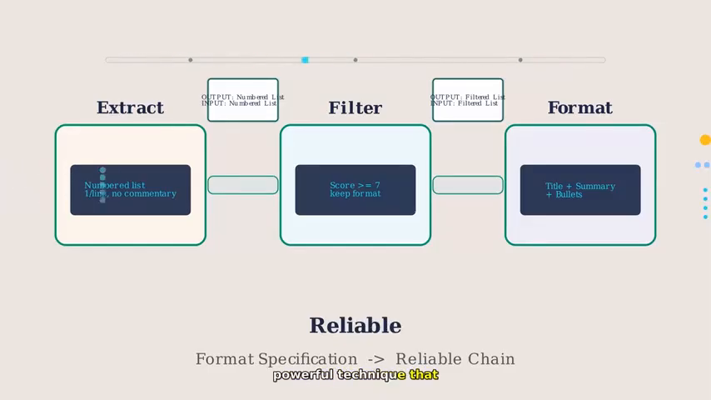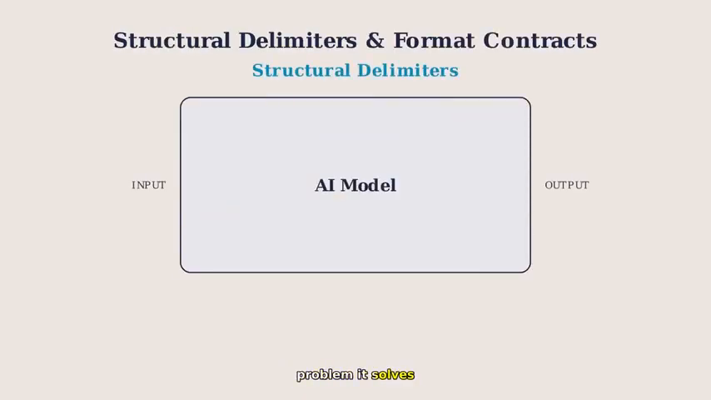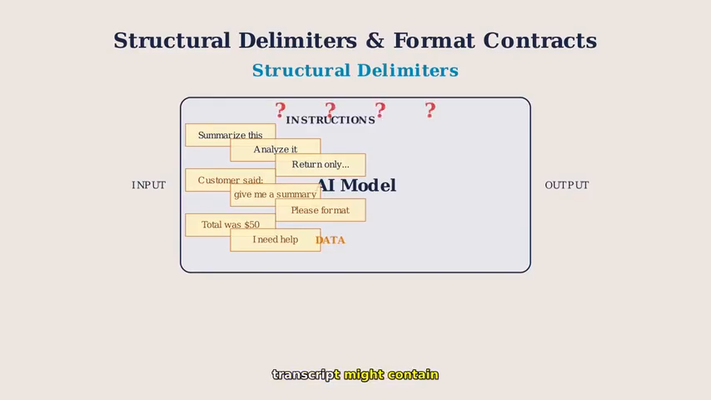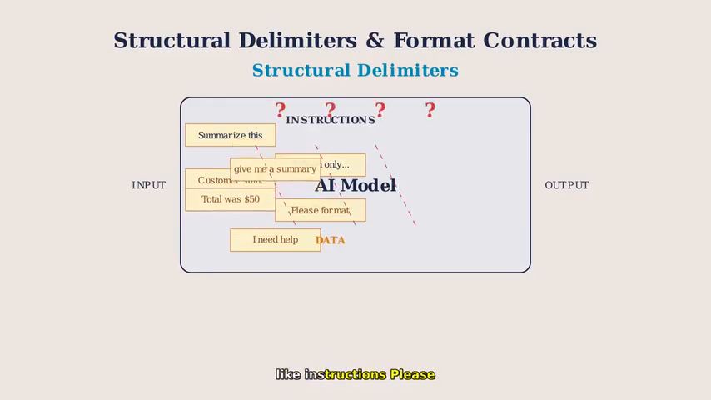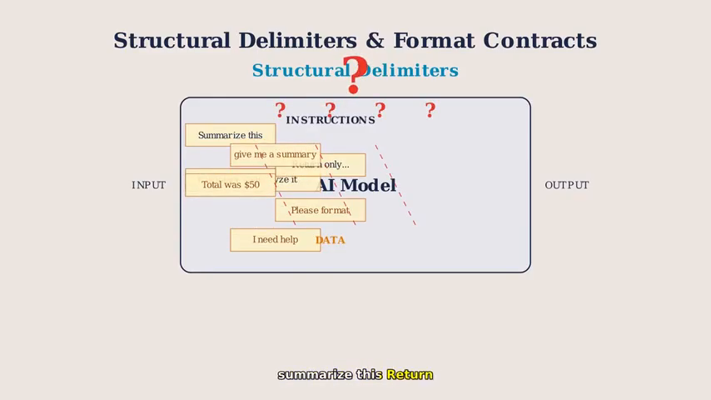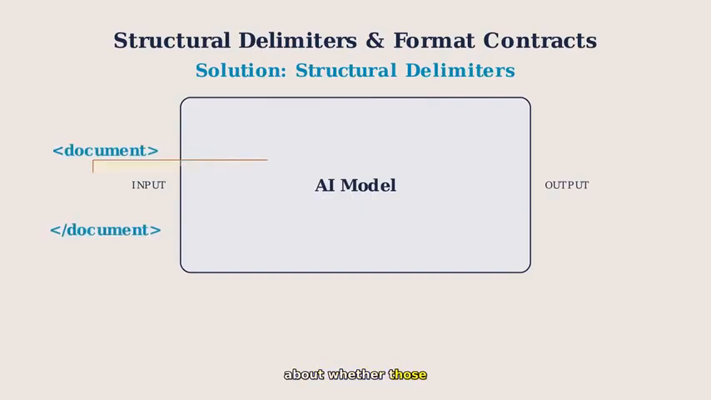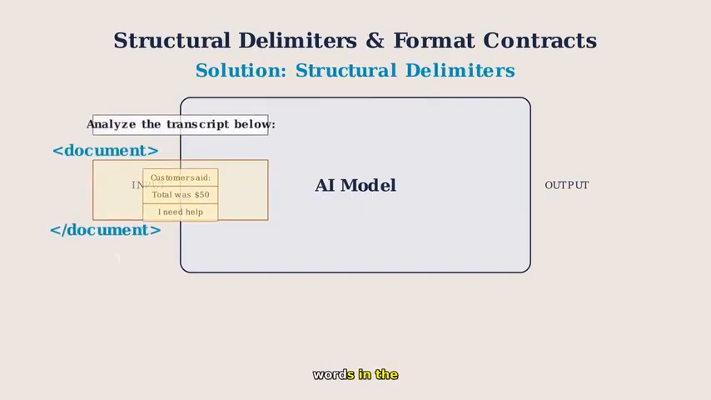There's a powerful technique that serious practitioners use, one that prevents a whole class of pipeline errors that most beginners never anticipate: wrapping input data in structural delimiters. Here's the problem it solves. You're giving an AI model a document to analyze. That document, say a customer support transcript, might contain sentences that look like instructions. Please summarize this. Return only the main complaint. Format your response as a list. The model can get confused about whether those are its own instructions or just words in the data it's supposed to process.